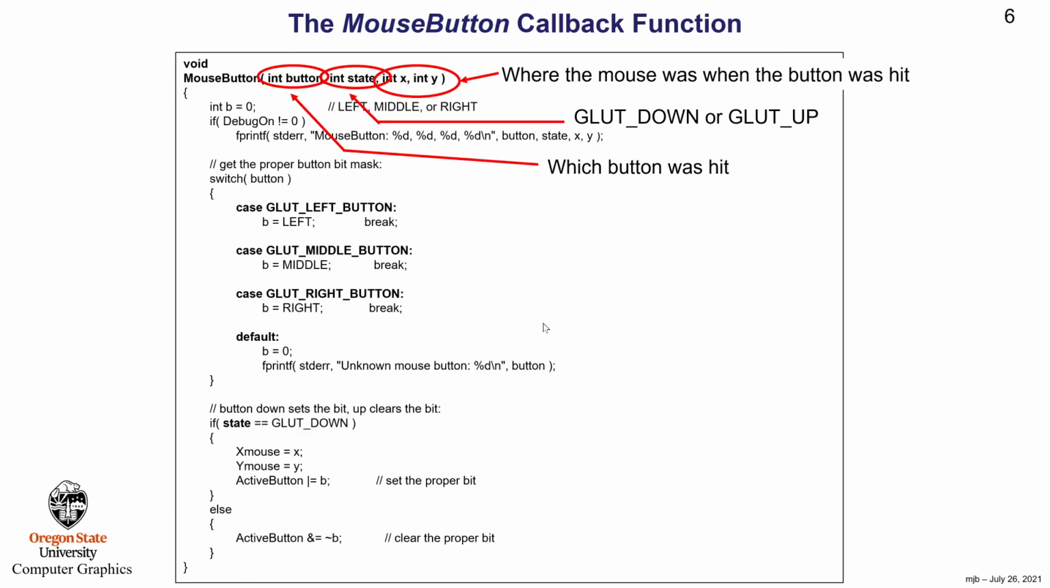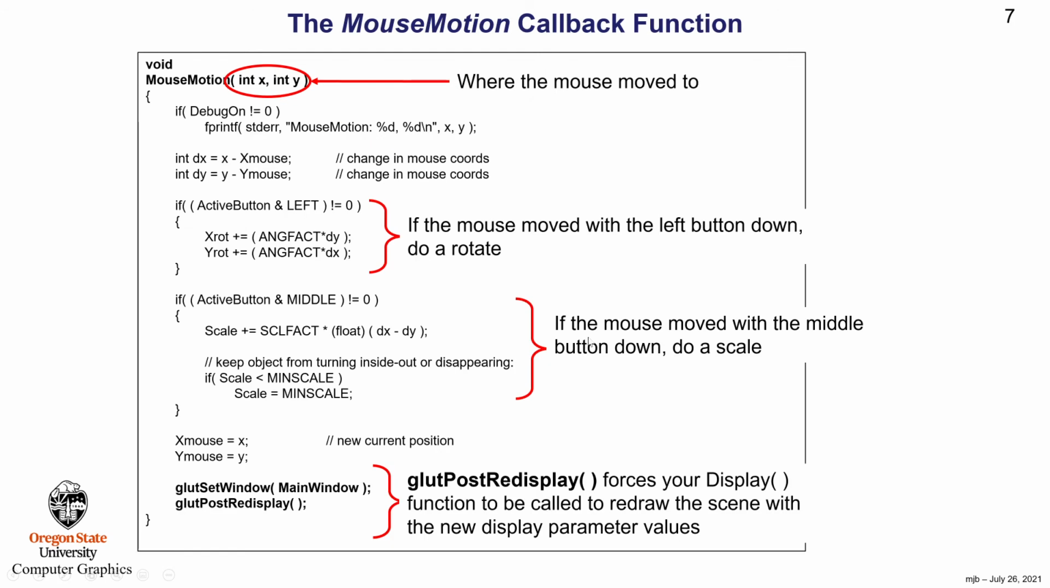Here's the mouse button callback. Which button triggered that? Was it an up or a down? And where was the mouse pointing when that happened? In our case, we're tracking which buttons are down. So really what we're doing is just ORing in the button number, 1, 2, or 4, into active button, and then we will test that in mouse motion.